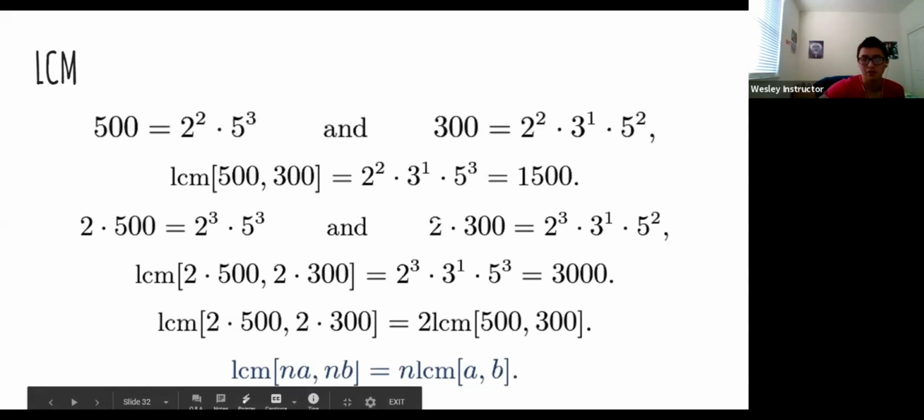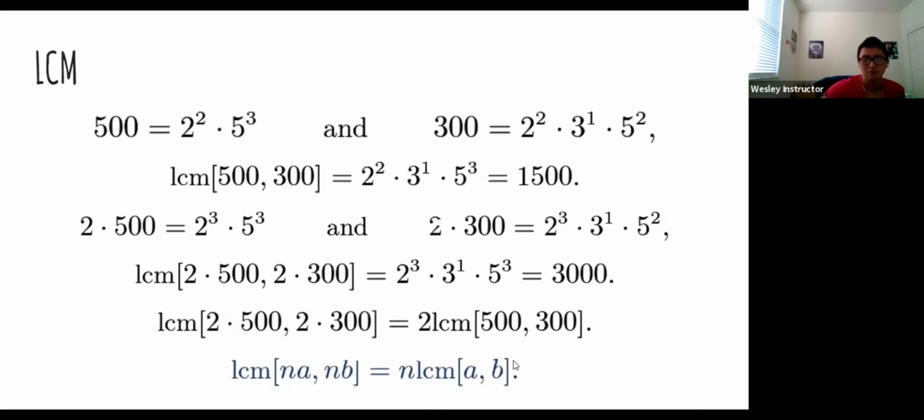So if you look at the bottom here, this is a rule for LCMs. The LCM of an integer times a and the same integer times b, we can take this integer out, and it will be the integer times the LCM of a and b. So that's an interesting pattern we see here for LCMs.